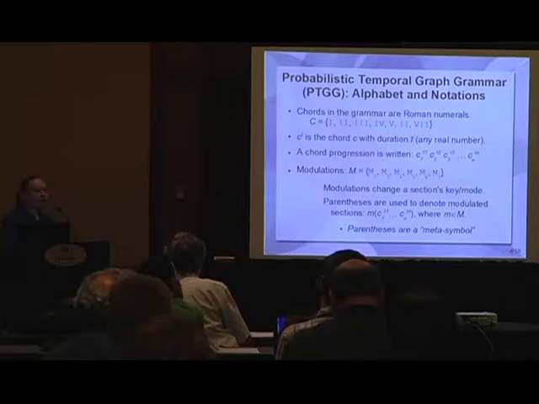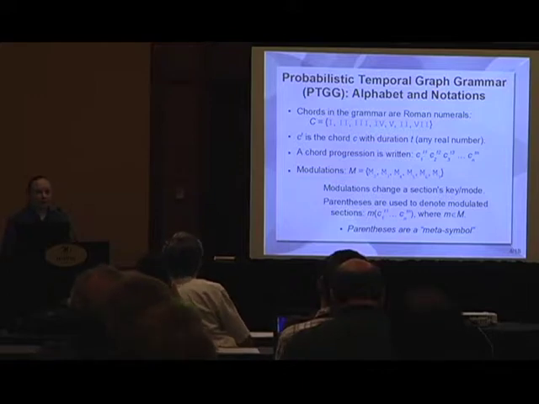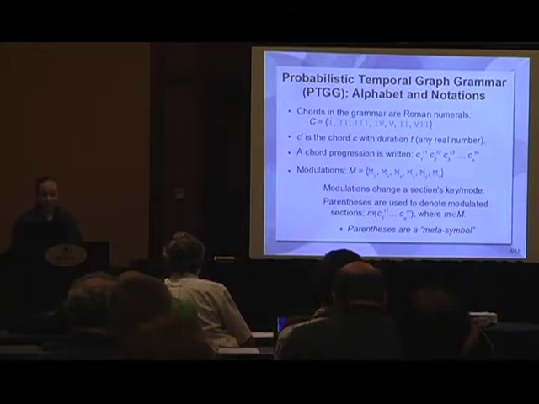So if you saw a 1 chord with a superscript of 5, that 5 refers to the duration. It could mean seconds, it could mean minutes, beats. That's subject to interpretation. Chord progressions are just written left to right. So here, C1 would be played first, then C2. These do not overlap.